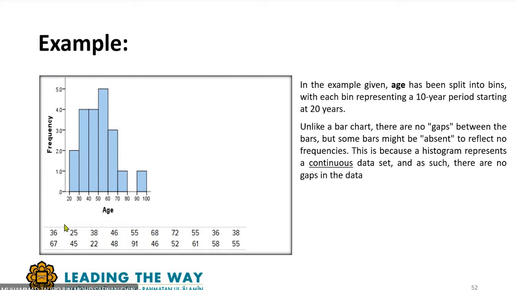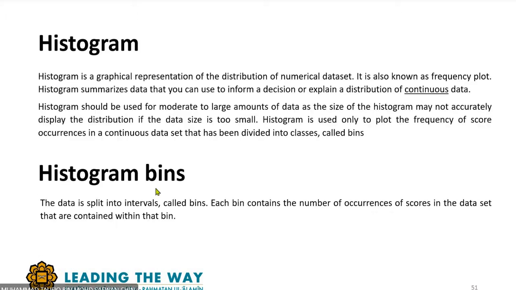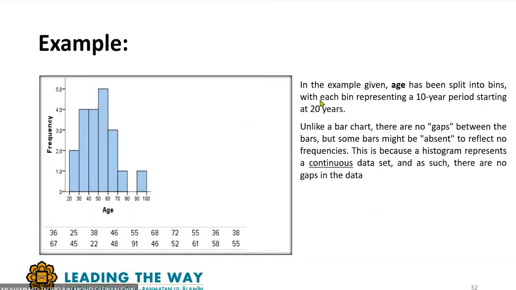Dekat bawah ni ialah sample of data lah yang dia ada. Walaupun korang nampak ni sama macam bar chart, the shape is the same as the bar chart, but this is a histogram. The difference is dia ada bin ni, or we call it a frequency plot ni lah. So in the example given, age has been split into bins. Maksudnya age ni sebenarnya dia dah pecahkan kepada range, tapi dalam bahasa histogram ni kita panggil as a bin lah.